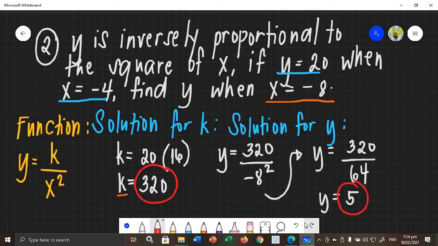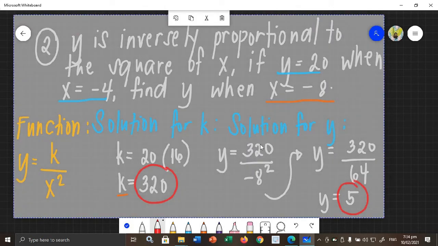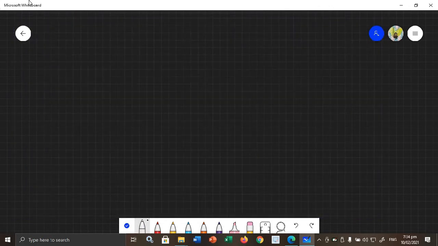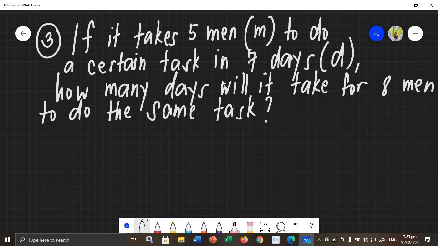And that's it, no? You now have the value of your constant, which is 320, and the value of your y, which is 5. Now, paano naman kapag yung given natin is a word problem? Kasi variation can be actually used to solve real-life problems, like this example. So, let's have this word problem.